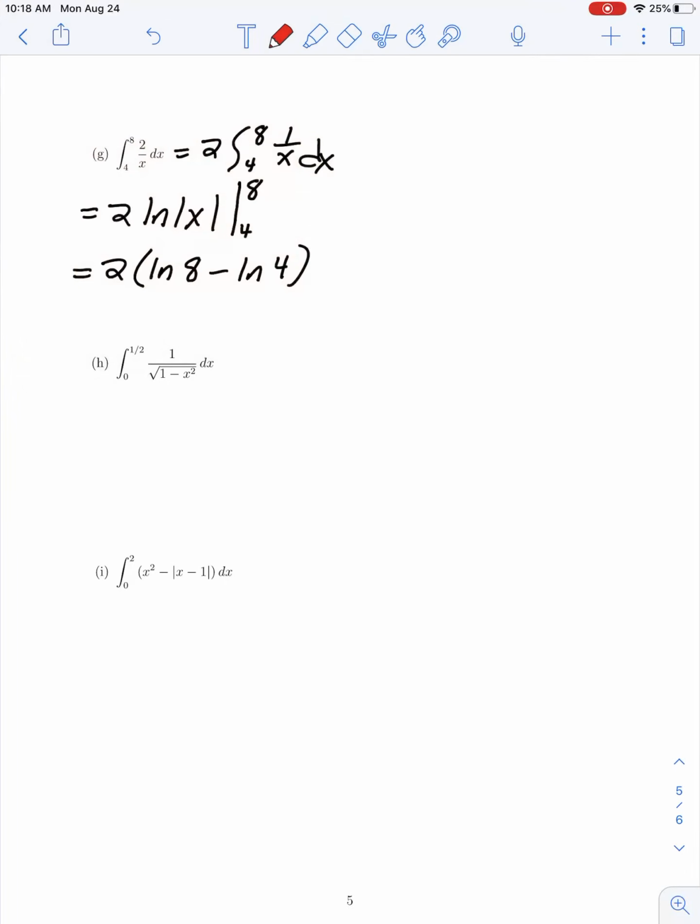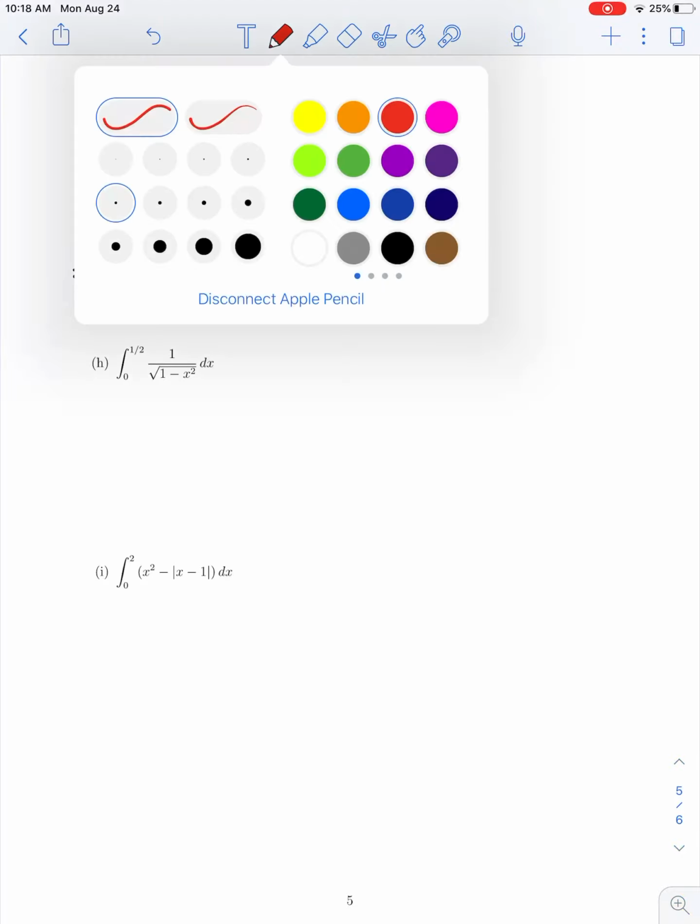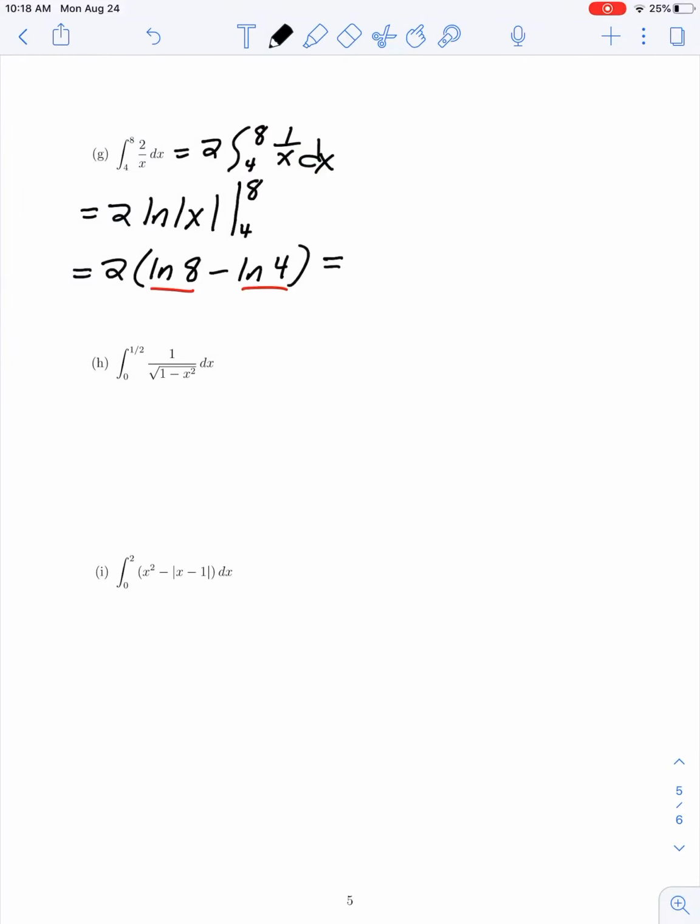So in particular, recall that the difference of two logarithms that have the same base, in this case they're both the natural log, is the same as the log of the quotient of those values. So here we have 2 times the natural log of 8 divided by 4, or 2 times the natural log of 2.